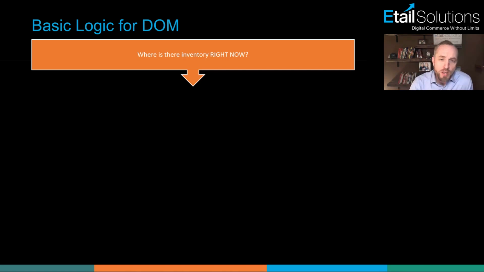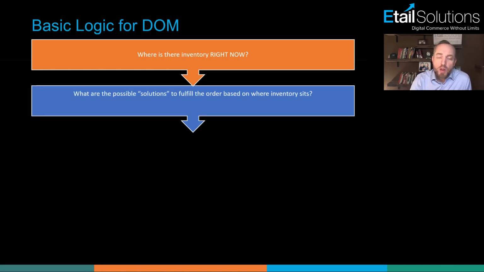So the first thing that DOM is going to do is look across this network of supply that we've reviewed in prior videos, and it's going to say, where is inventory right now? Again, to my earlier point, it doesn't matter if there's a more ideal scenario in theory. Right now, this order has to be fulfilled. So it's going to look at where is inventory, and then within that, what are the possible solutions for us to be able to fulfill that order?